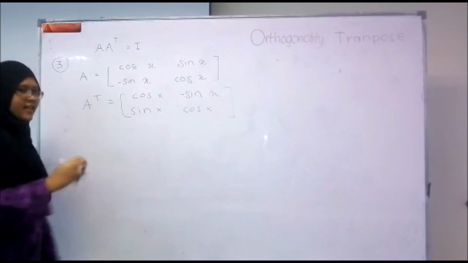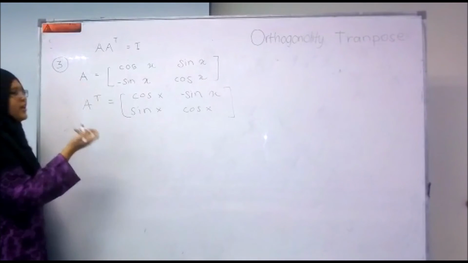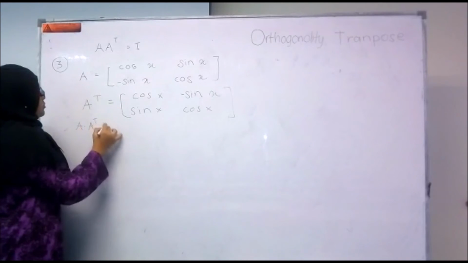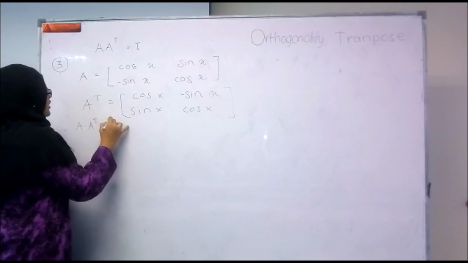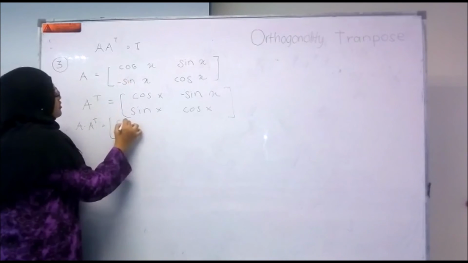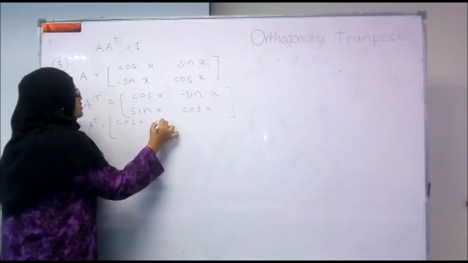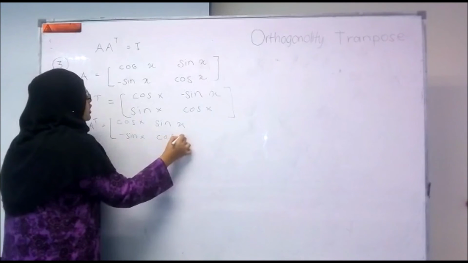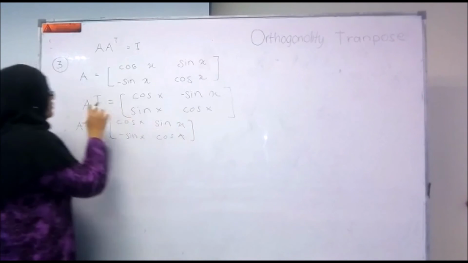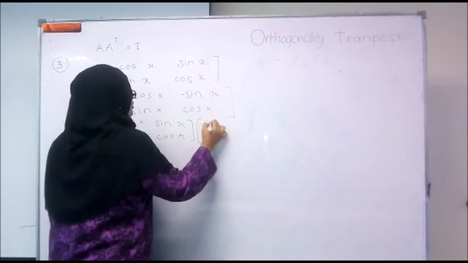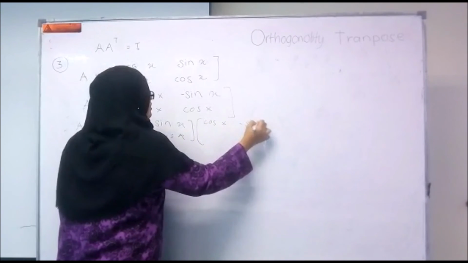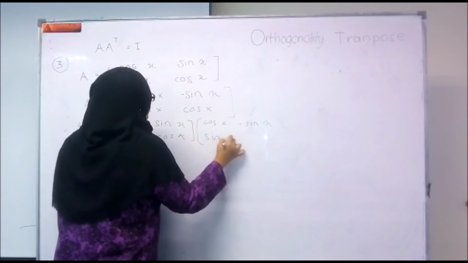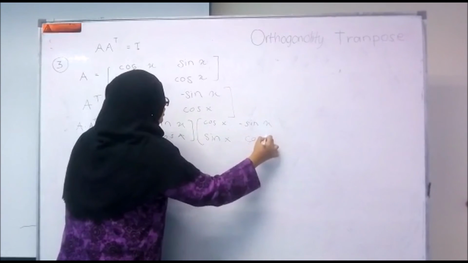Next, we have A times A transpose. So we copy the A matrix, which is cos x, sin x, negative sin x, cos x. For the A transpose, we have cos x, negative sin x, sin x, cos x.